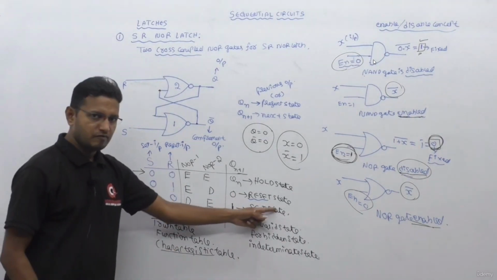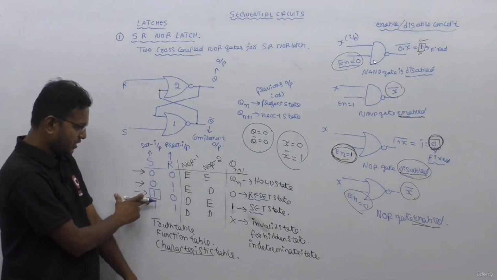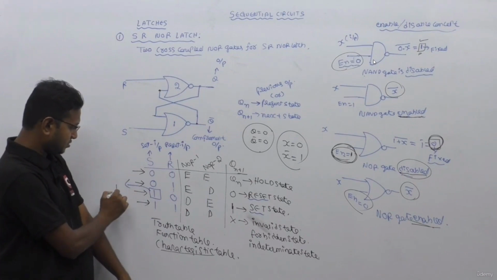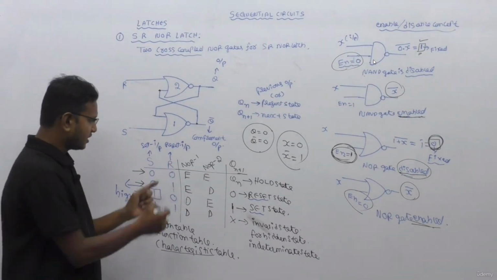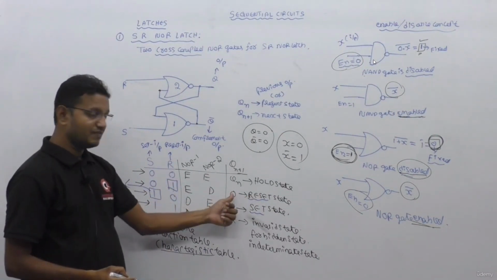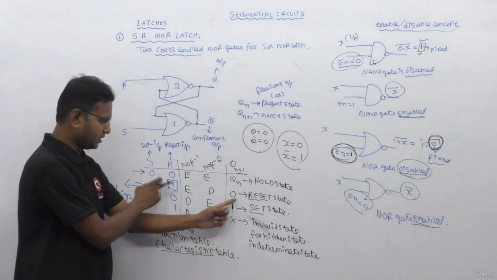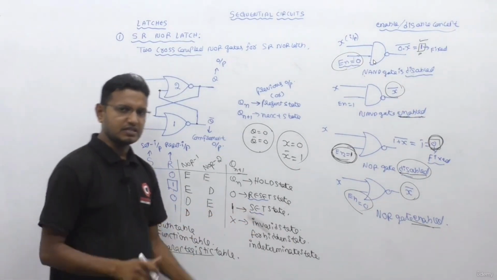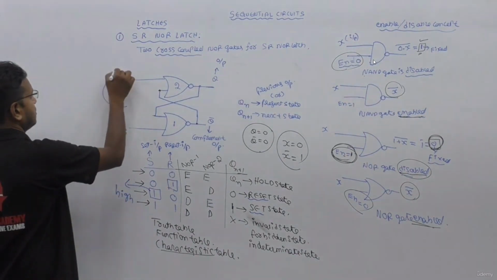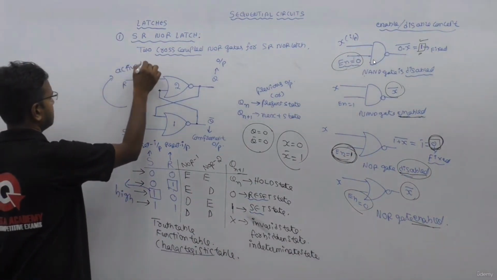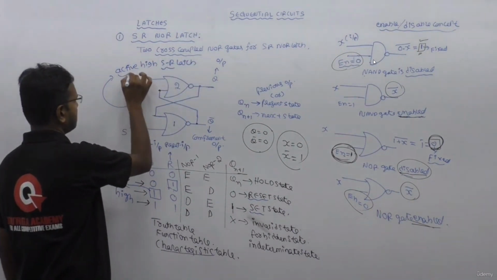Look at here, when the device is set, look at the set input. Set input is high, the word high is important. Set input is high, the device is set. And reset input is high, then the device is reset. That's why this device is called an active high SR latch. Active high.